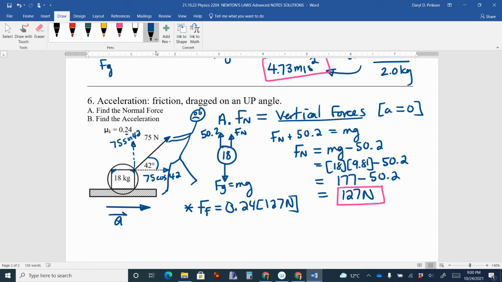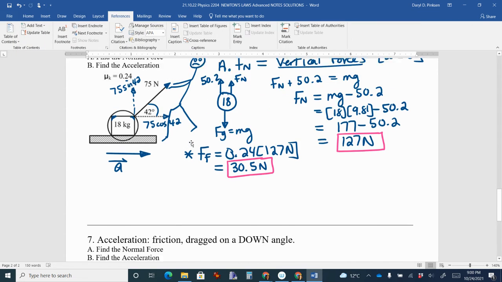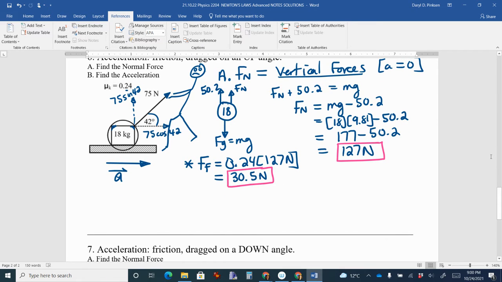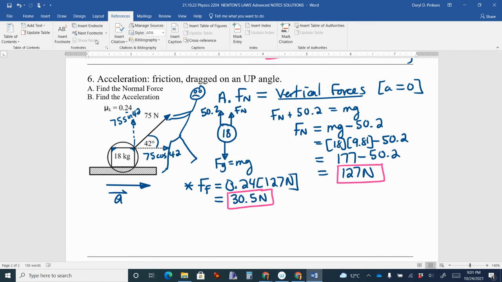Remember what I was telling you during the lab? That means that the force of friction is 24% of the normal force. So what's 24% of 127? 0.24 times 127, it's 30.5. So here the force of friction is 30.5 newtons. That's 24% of the normal force. And I didn't give myself much room to work, but I think I can handle it.